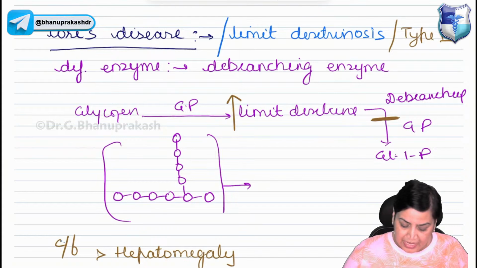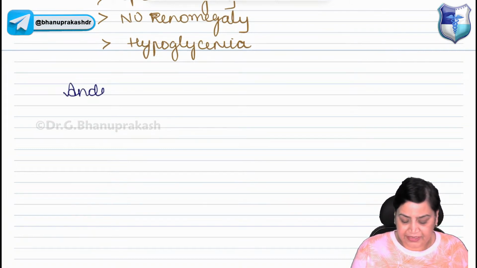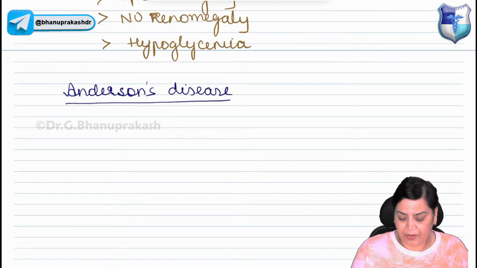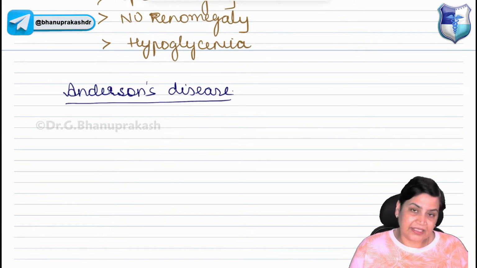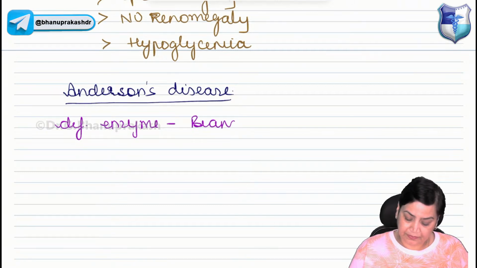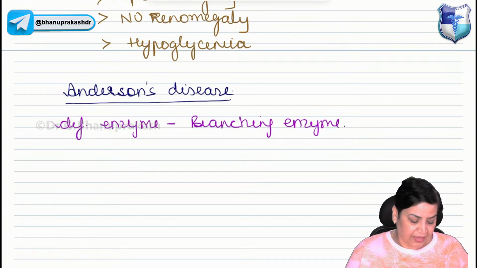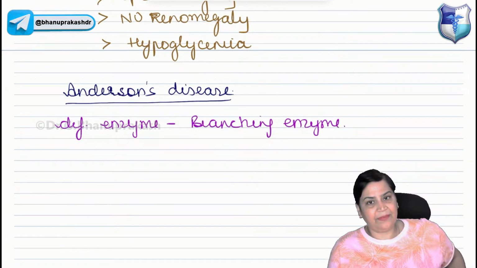Clear? Then after Cori's disease, we come over to type 4, which is Andersen's disease. Right? So in Andersen's disease, the deficient enzyme is branching enzyme. Yes, very good, Sandeep. Branching enzyme is there.